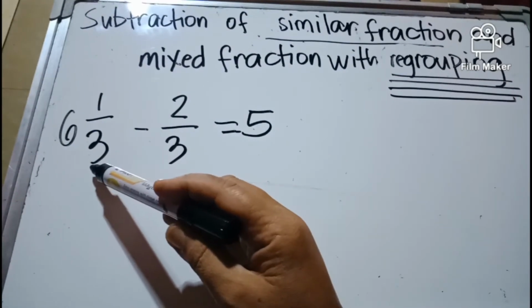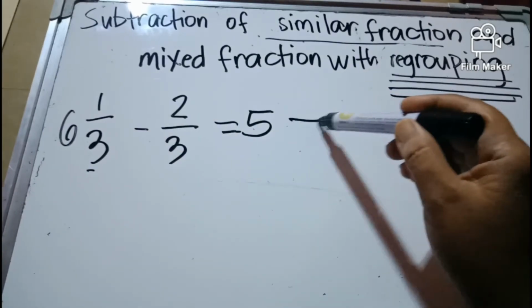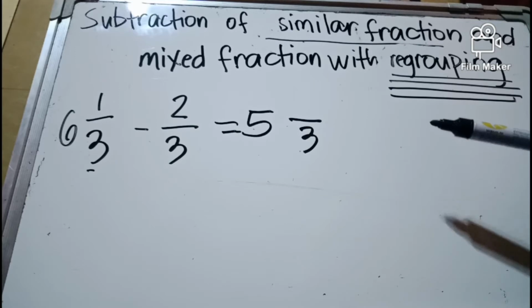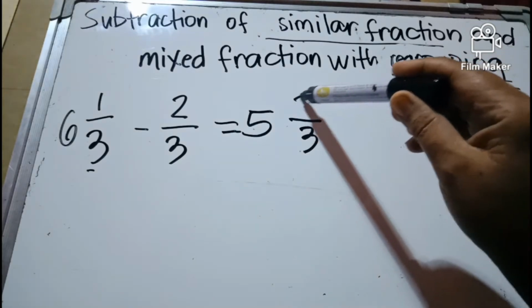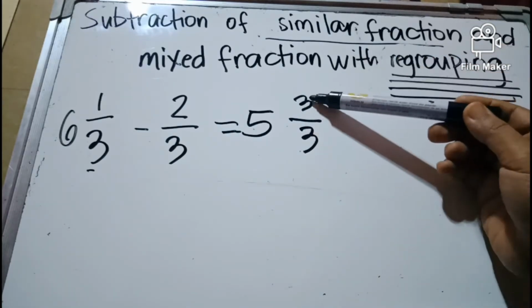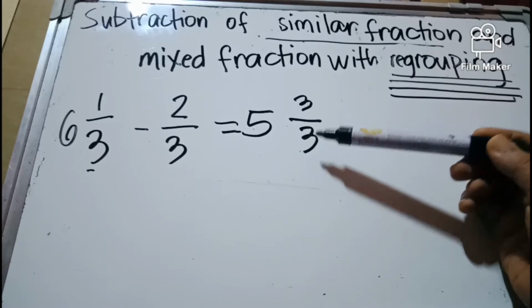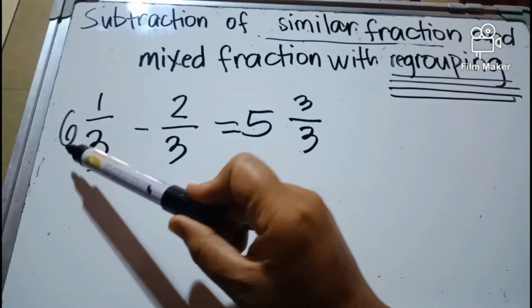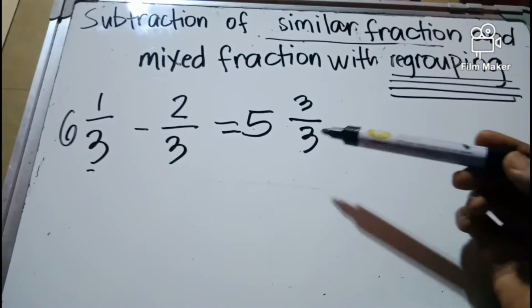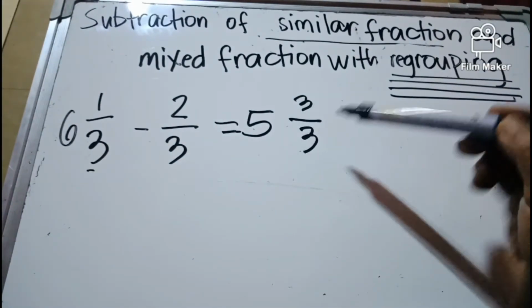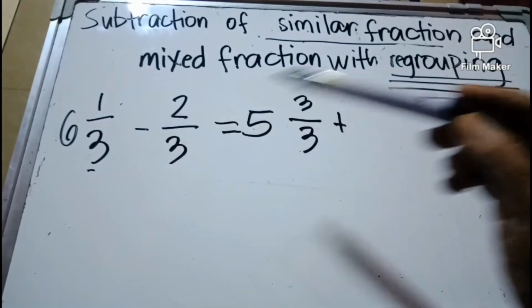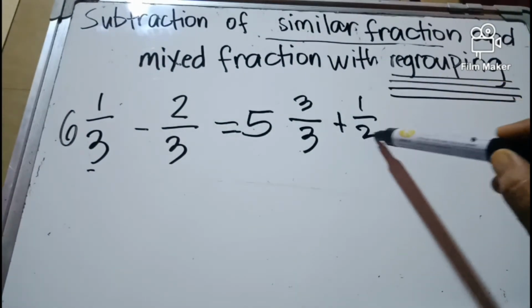So, ano ba yung denominator natin? That is 3. Para maging equal to 1 yung isang fraction, yung numerator natin ay 3. So, 3 divided by 3 is 1. 1 plus 5 ay equals to 6. So, we now have 5 and 3/3 plus. I-add natin yung ating fraction na 1/3.